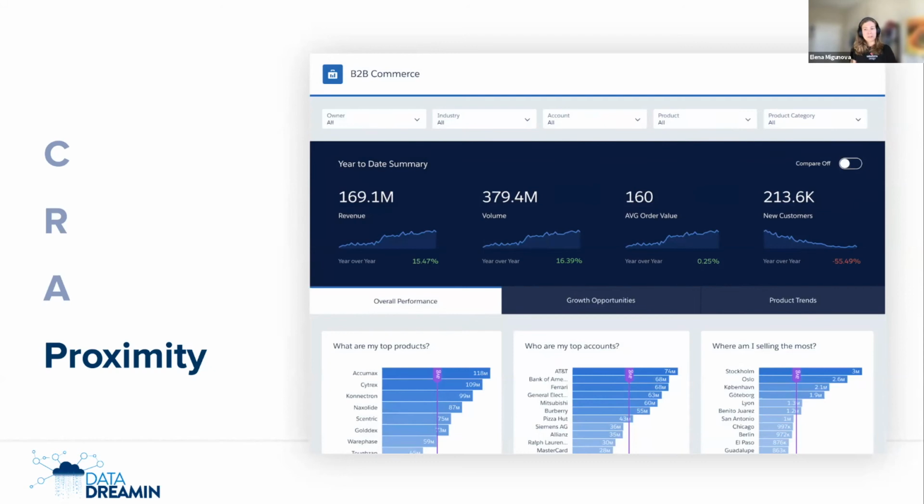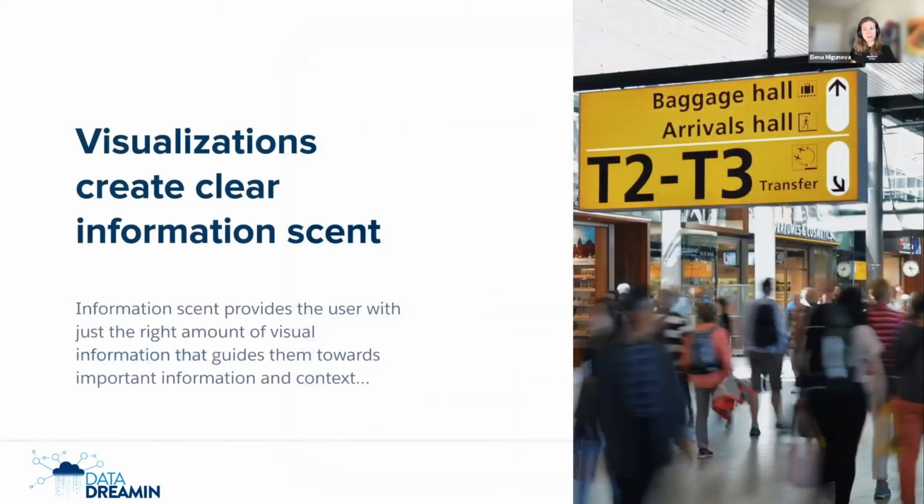All right, now let's see how we can put it all in practice and take a look at how we can apply those principles to a single visualization. I will look at the page, but we really need to think about a single visualization as well. And let's think about information sent here. So what information sent is, it's a way to provide the user with just enough information for them to follow your story.